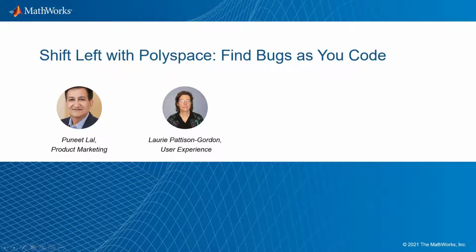On average, a team spends up to 75% of their efforts finding, debugging, and fixing bugs in handwritten embedded code. In this video, we'll show you how Polyspace can help you reduce this effort and increase software quality.